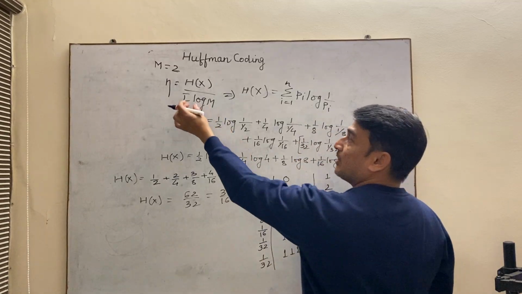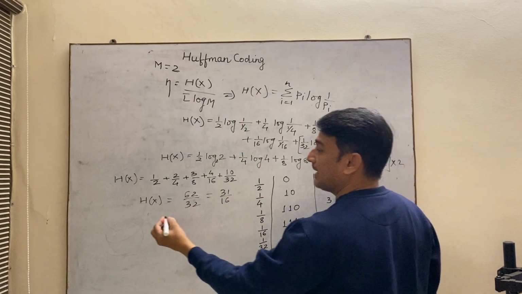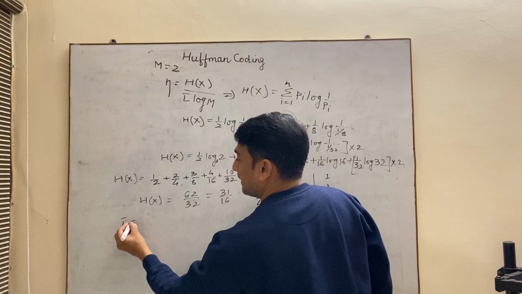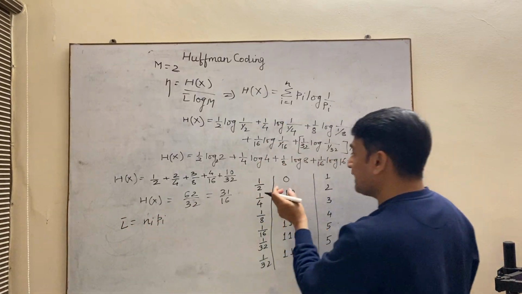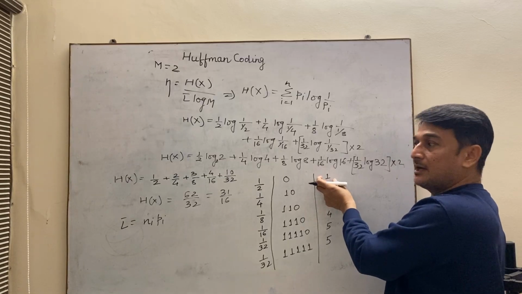So next step is what? You have to calculate L bar. What is L bar? L bar is the summation of Ni into Pi. That means the probability and its corresponding length.